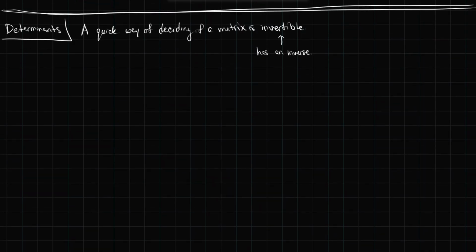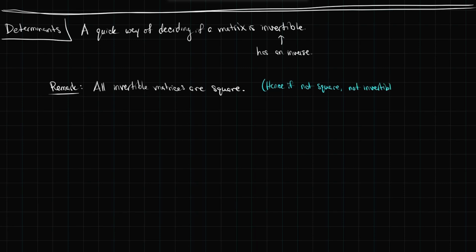With that said, let's make a really quick remark. All invertible matrices are square. Okay, so that's a really nice statement to make. Hence, if not square, not invertible. However, this is a case where all squares are rectangles, but not all rectangles are squares. Some square matrices are not invertible.